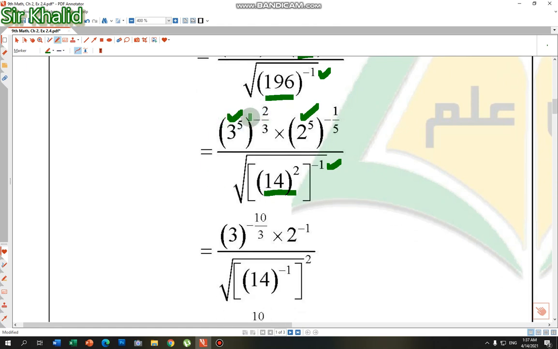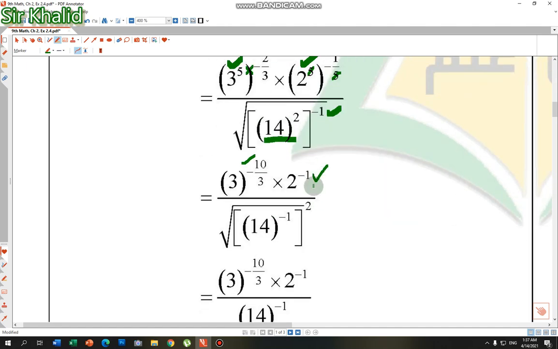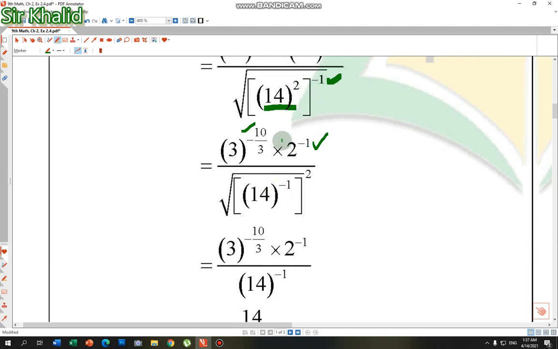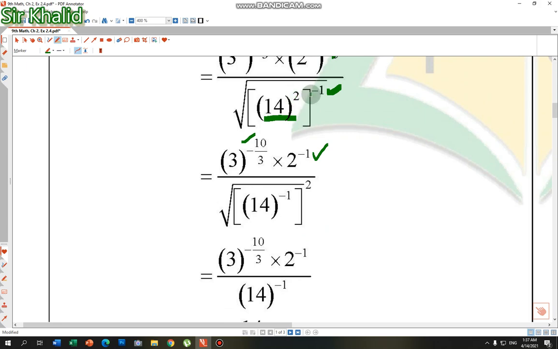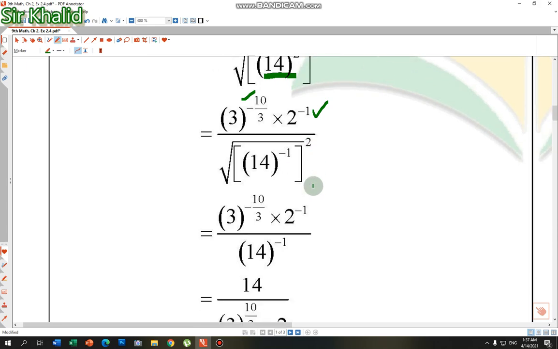Now 5 multiplied by minus 2 over 3 gives 3 to the power minus 10 over 3. 5 will be cancelled by this 5, and it will be 2 to the power minus 1. Here you can change m into n to n into m, so changing the position of these exponents doesn't matter. Minus 1 multiplied by 2, and 3 to the power minus 10 over 3, times 2 to the power minus 1.